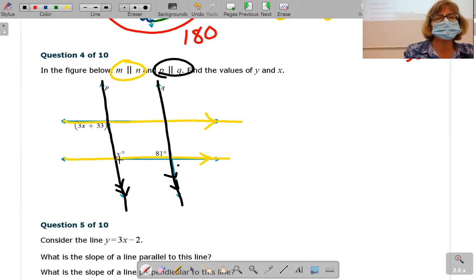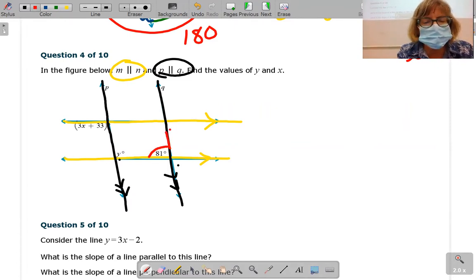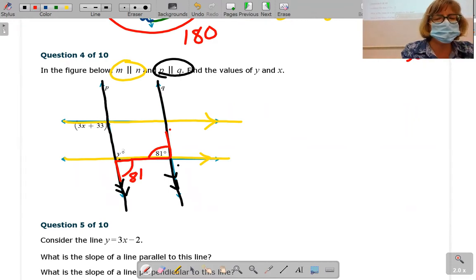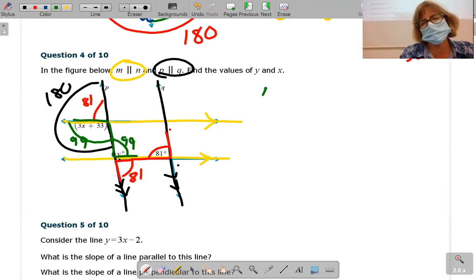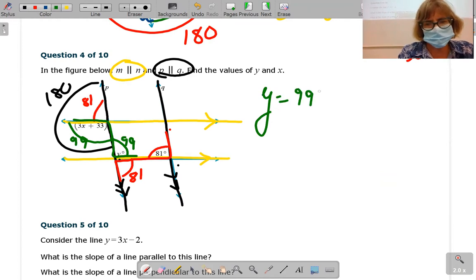Taking a look here, we have the 81. So we're going to start with that one. So 81, and because of the parallel lines, I have armpits of the Z, which makes this 81. And then alternate exterior angles, which makes this 81, which would make this angle right here, adds up to 180. That would make that green angle 99. Let's solve for X and Y. Y, armpits of the Z, would also be 99. So Y here would equal 99.